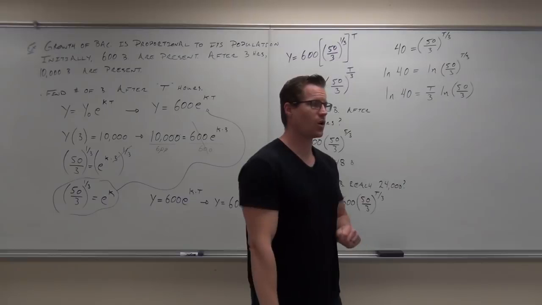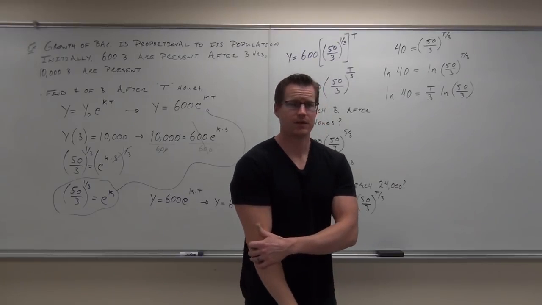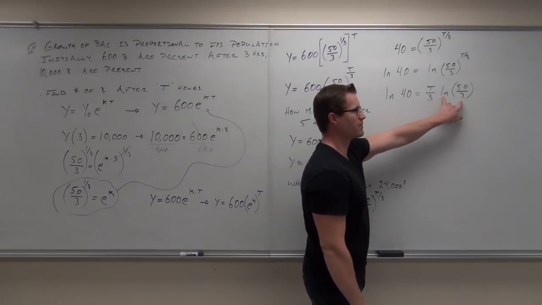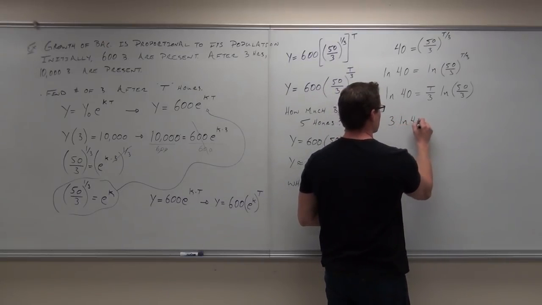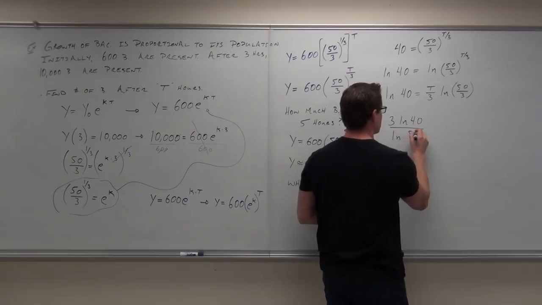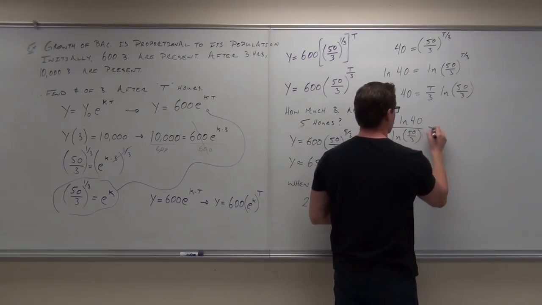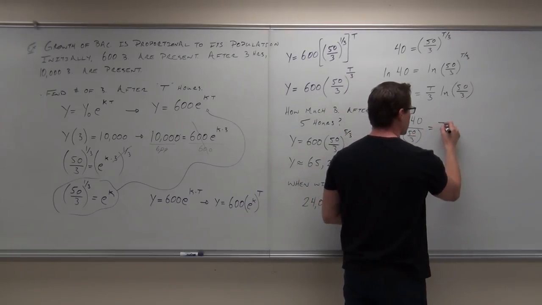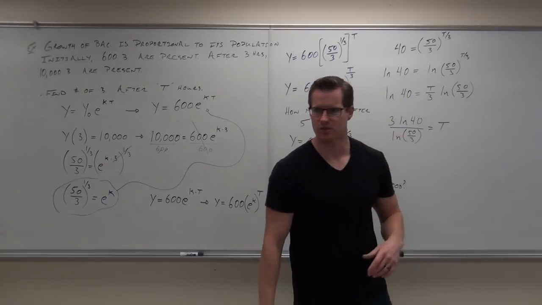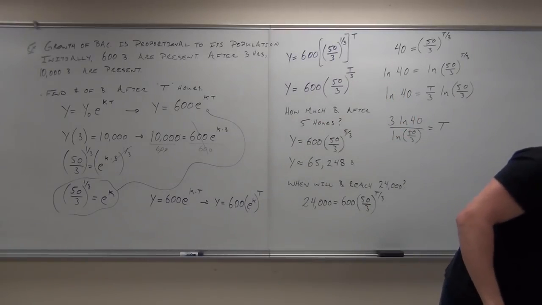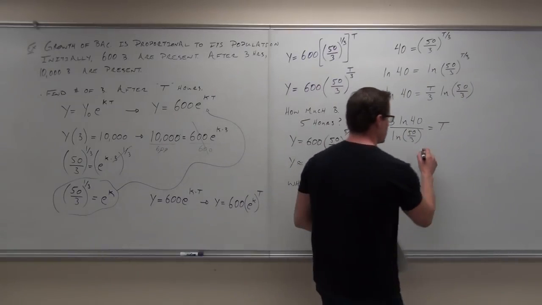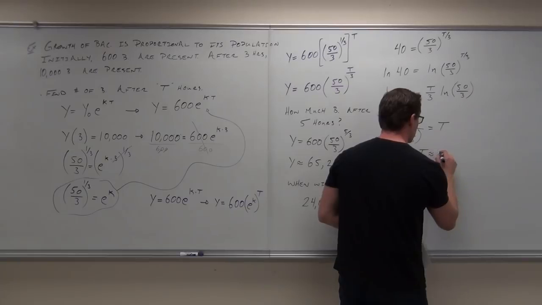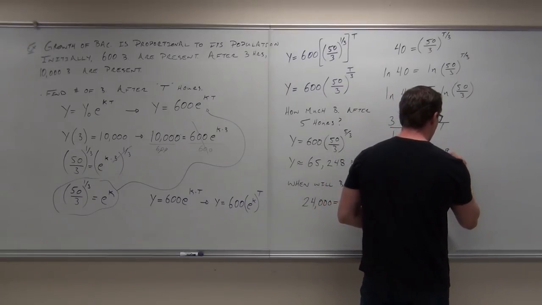After that, can you solve for your t? Yes. This would be multiplying by 3 and dividing by ln of 50 over 3. So 3 ln 40 divided by ln of 50 over 3 equals t. Now I've done the work for you already, so if you want to practice with your calculator, go ahead and do that right now. But for us, we're going to get t is approximately 3.93 hours.